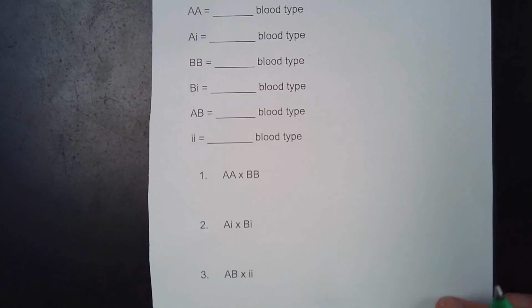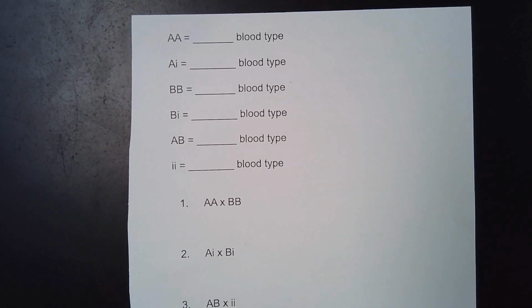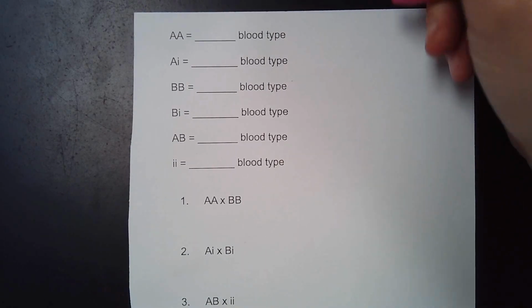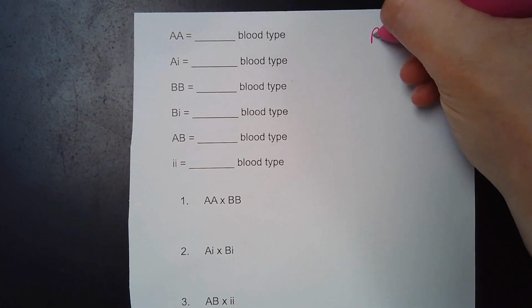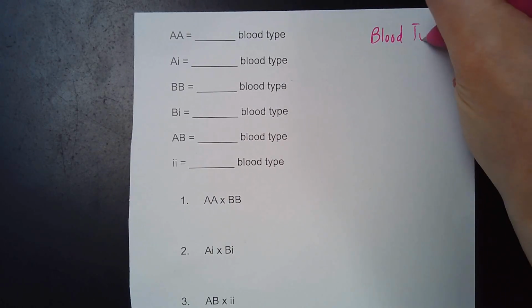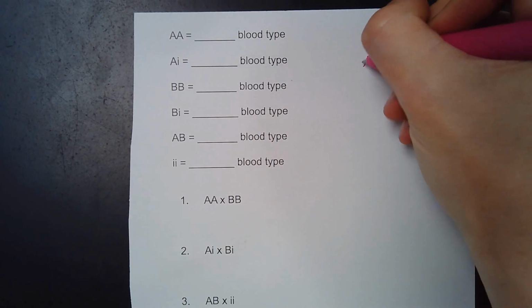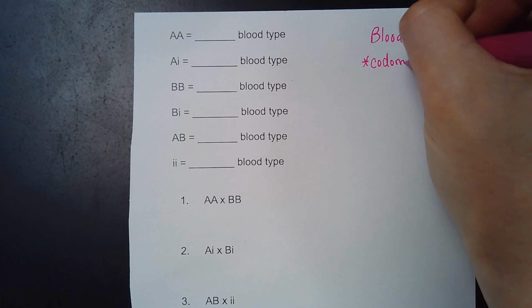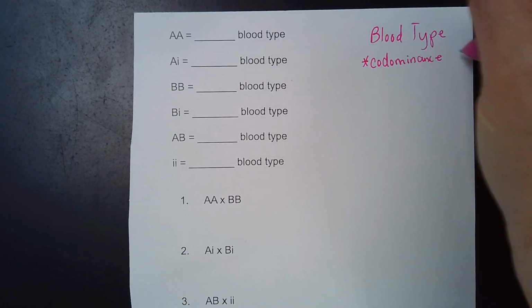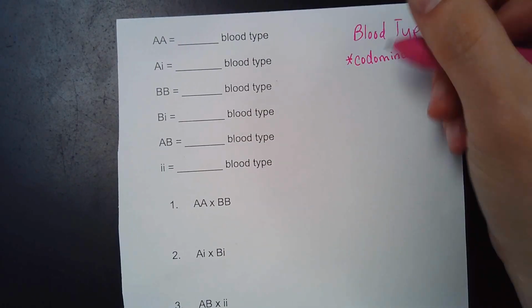The next example that we have is blood type. So blood type has 3 different alleles. And it's an example of codominance, which I'll explain in a bit. So there's 3 different alleles.